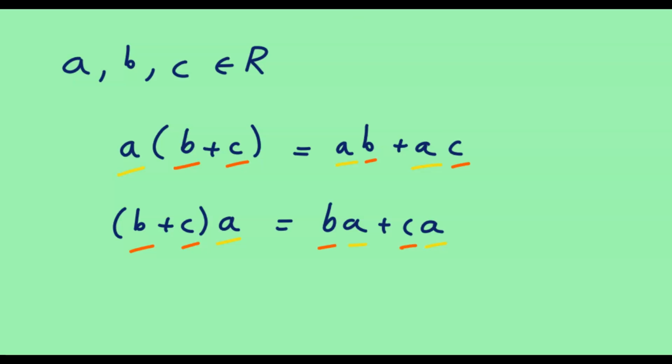Now, note that on the left-hand side, we have a product. Over here as well, we have a product. And on the right-hand side, we have a sum. Over here as well, we have a sum. So we can see that we can use the distributive law to clear the parentheses and rewrite a product as a sum. Now, let us consider an example.